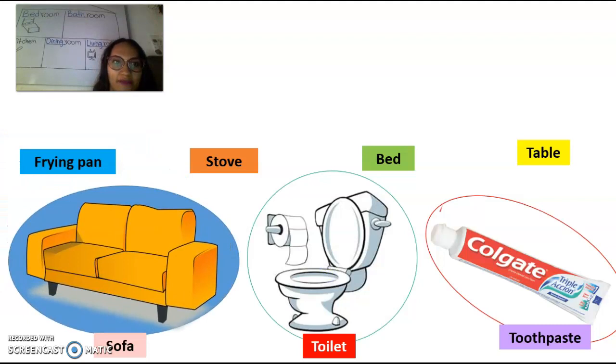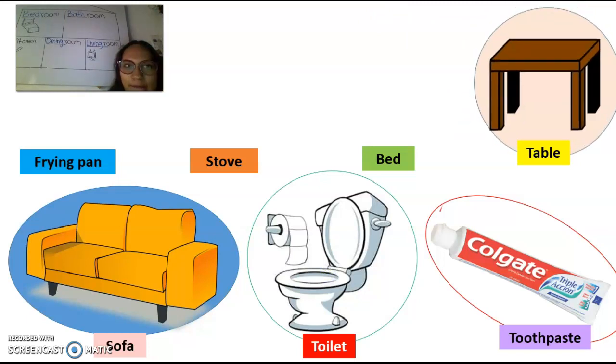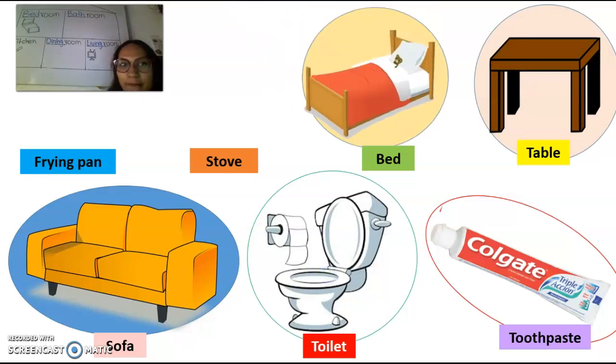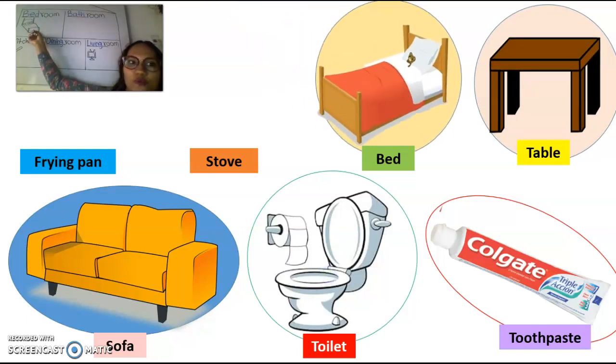The sofa. The sofa is in the living room. The table is in the dining room. The bed is in the bedroom. The bed. This is the bed.